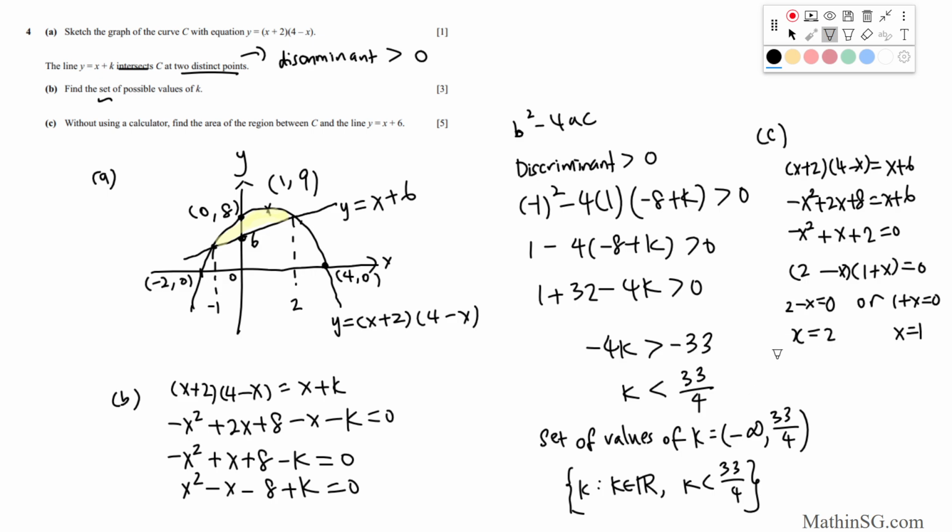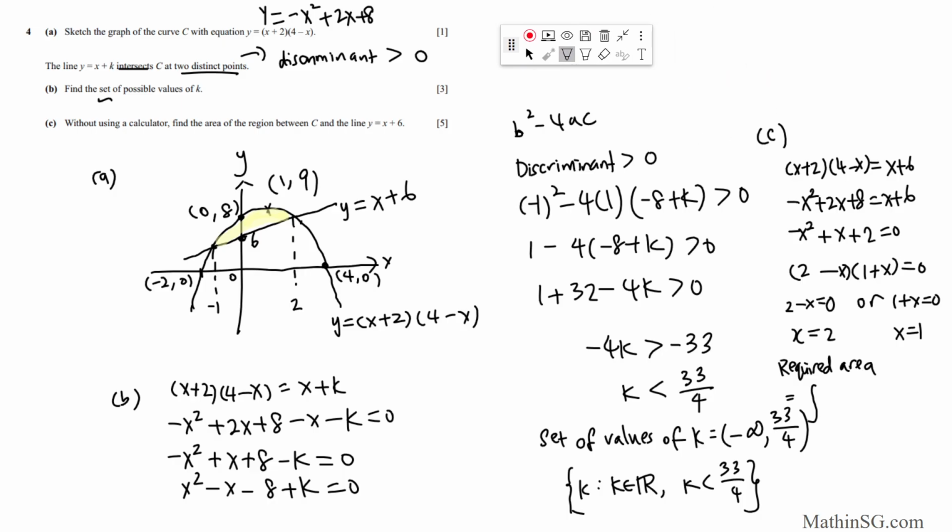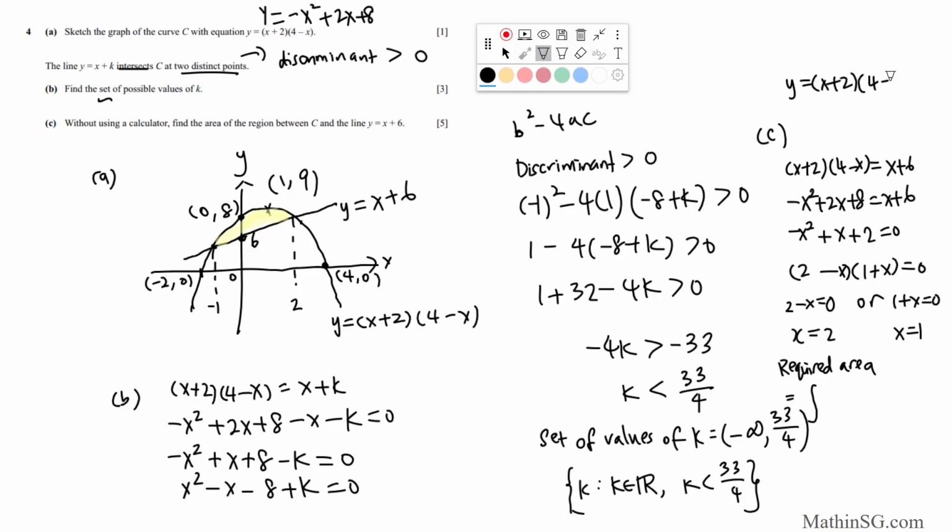So the required area is equal to, I will integrate the top, which is this one here. And I already know that the equation of this is y equals minus x squared plus 2x plus 8. So maybe I'll just write it here. And the line is y equals x plus 6. Because I don't want to do the expansion again and again, because I've already done it.